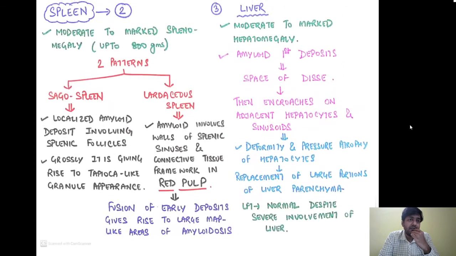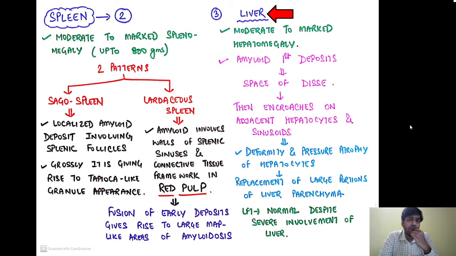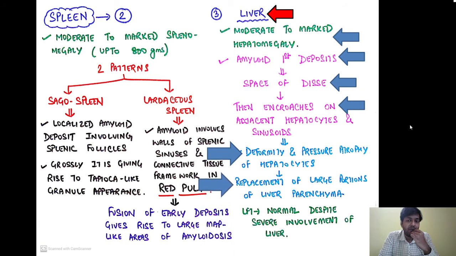Now moving ahead, the next organ of involvement is the liver. There is a marked to moderate hepatomegaly. Amyloid is first deposited in the space of Disse, encroaching on the adjacent hepatocytes and the sinusoids, and that is creating deformity and pressure atrophy of the parenchymal tissue, that is the hepatocytes, and the replacement of large portions of liver parenchyma can lead to liver failure. LFT is normal despite severe involvement of the liver. The liver function tests come out to be normal. So these are very, very important points.